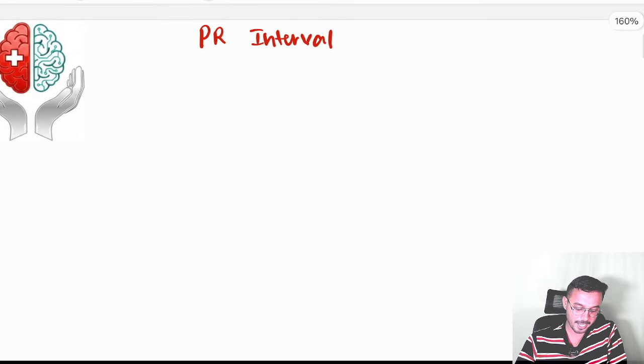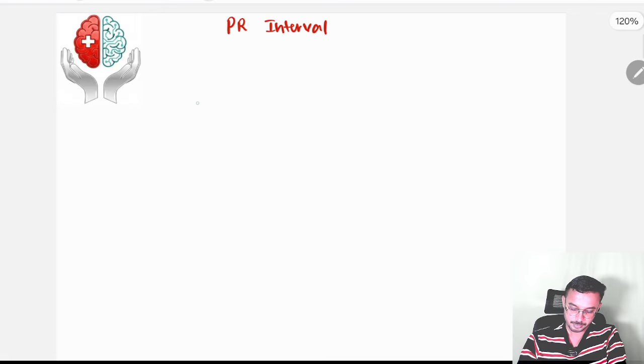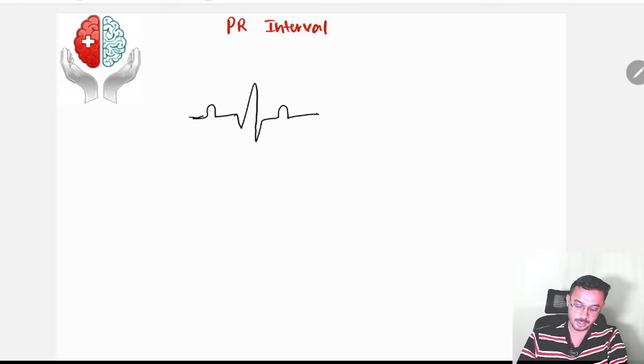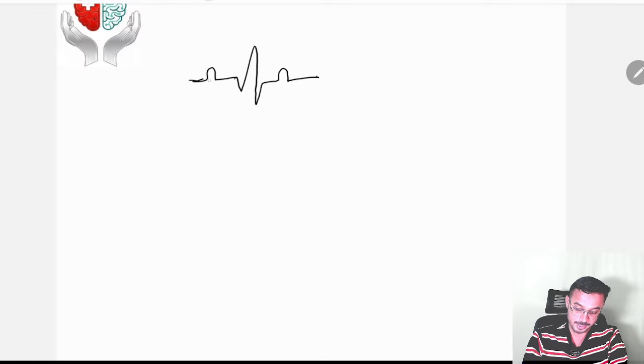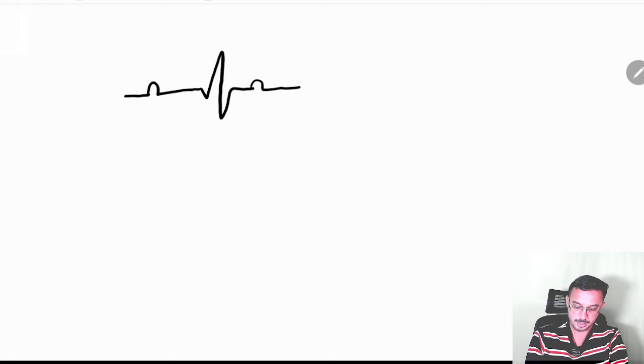Now let's go on to the PR interval. Let me draw you a normal ECG: P wave, Q, R, S and T. Remember, the PR interval is from the start of the P wave to the start of the Q wave. This whole stretch is the PR interval. Let me zoom in and write the diagram clearly.